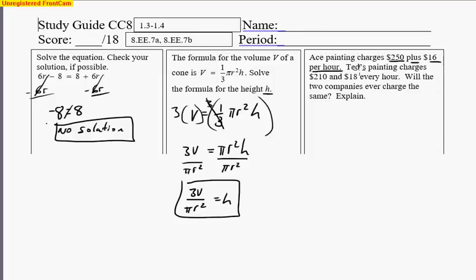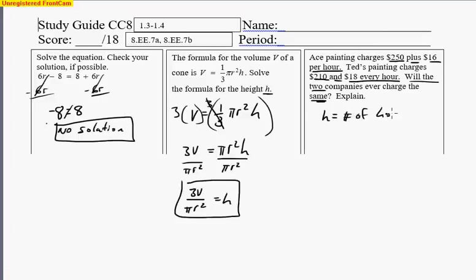On this next one, it says Ace Painting charges $250 plus $16 per hour. Ted's Painting charges $210 and $18 every hour. Will the two companies ever charge the same? So that's what they're asking. So let's do this. Let's say what the unknown is. And what we don't know is how many hours it will take until they charge the same. So h equals the number of hours.